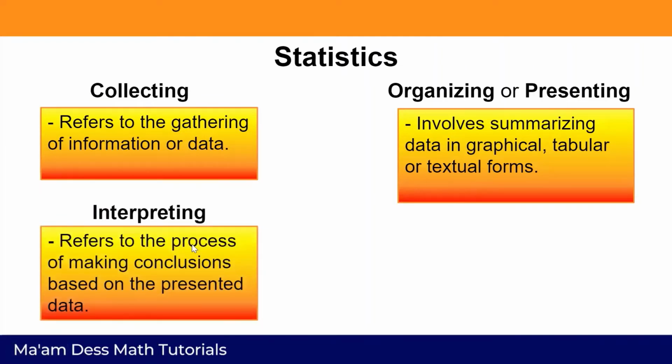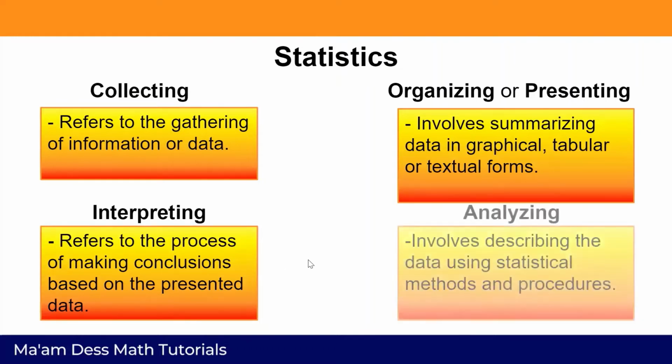Next, interpreting. So after we organize the data, we are to interpret. So how? Paano po? Interpreting refers to the process of making conclusions based on the presented data. So ayan. So sa interpreting, from that data that we organized, we can have the conclusions. Okay, next. Analyzing involves describing the data using statistical methods and procedures. Ayan. So after we interpret, we can now analyze the data that we gathered.